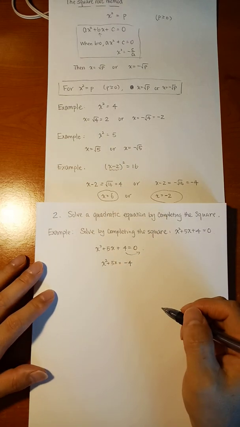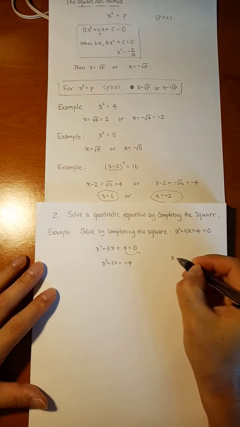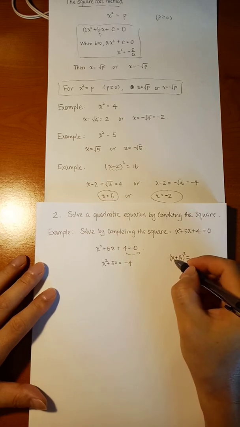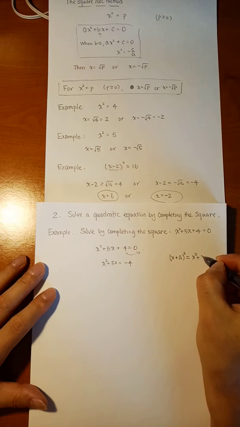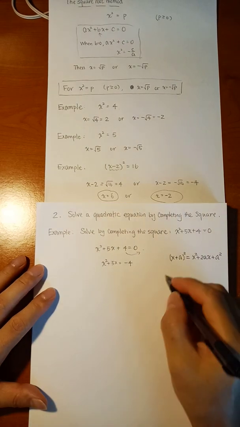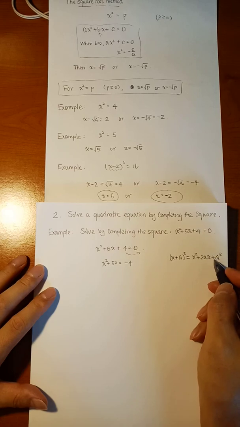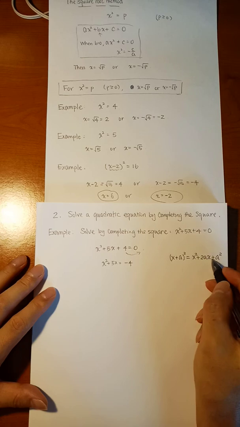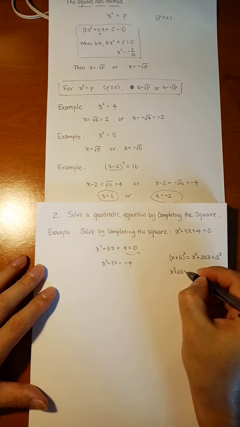And then, what is the completing square process? Let me recall the formula. Remember, when you have (x plus a) quantity squared, it is x squared plus 2ax plus a squared. If you read from left to right, it's a multiplication. If you read from right to left, it's a completing square process.